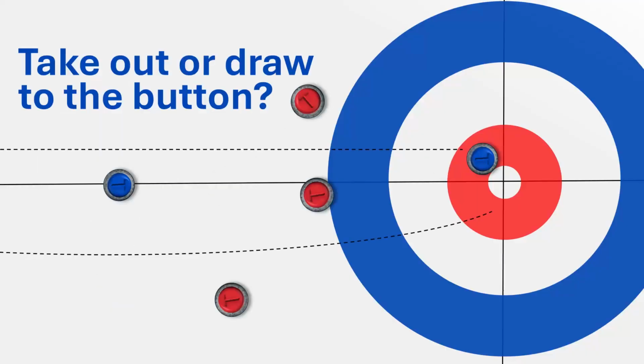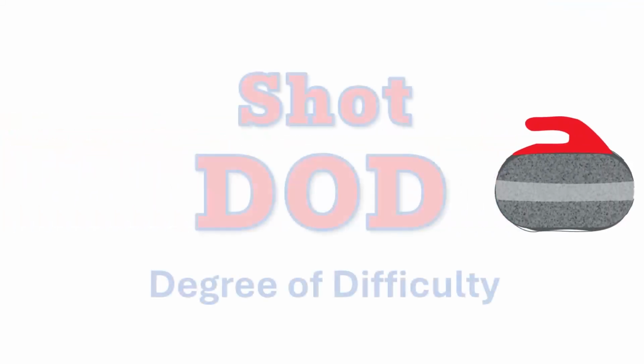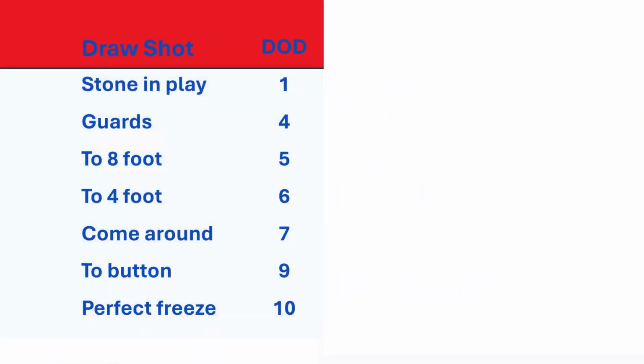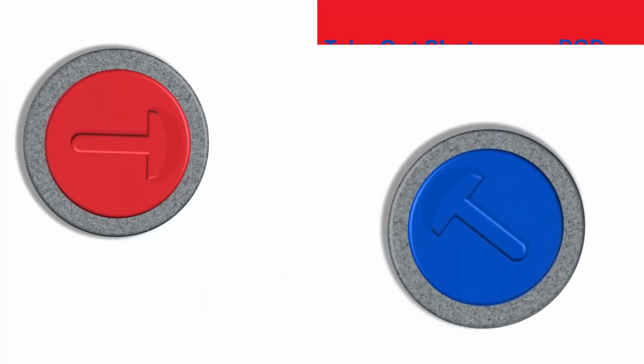In shot calling, it's important to remember that some shots are more difficult to make than others. This brings us to shot degree of difficulty. In this chart, we see the degree of difficulty of various shots. One of the goals in skipping is to keep the degree of difficulty medium to low for your shots, while trying to leave a high degree of difficulty shot for your competitor.